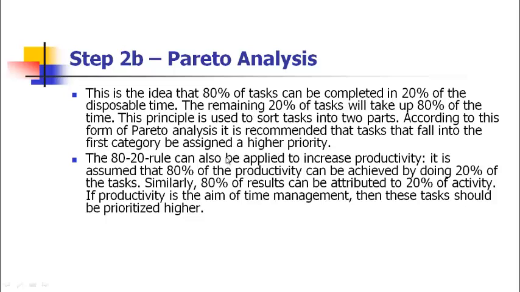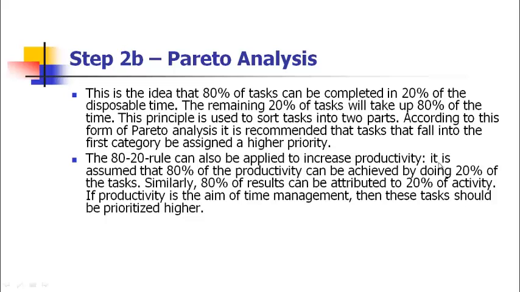As per the Pareto analysis, it is recommended that the tasks that fall into the first category be assigned a higher priority. So you need to identify which are the most important tasks, and which consume a lot of our time, but if they are important, then they need to get done within a time. The next point is that the 80-20 rule can also be applied to increase productivity.